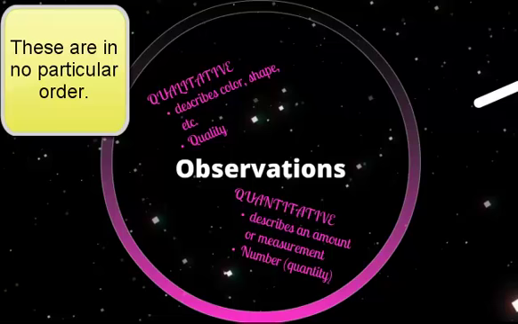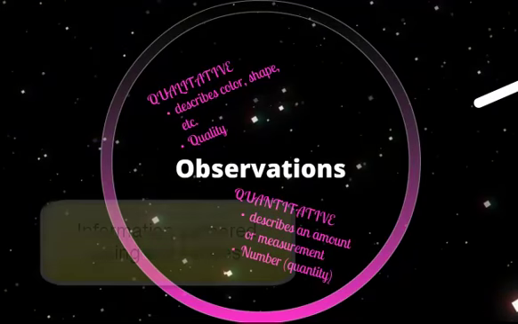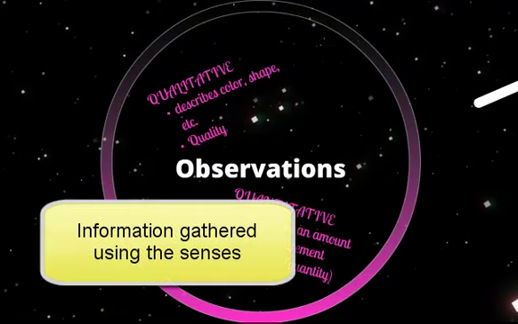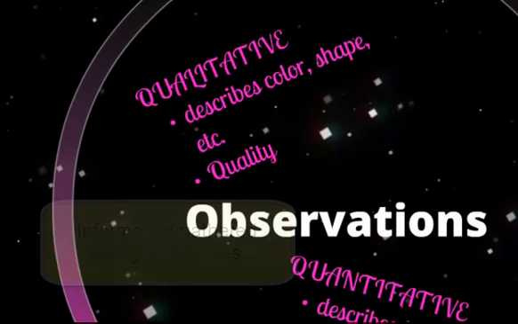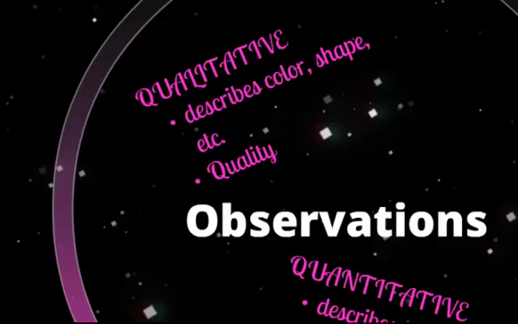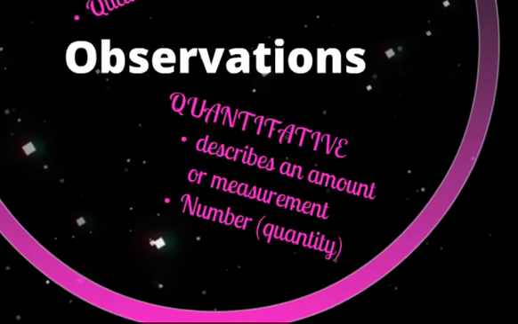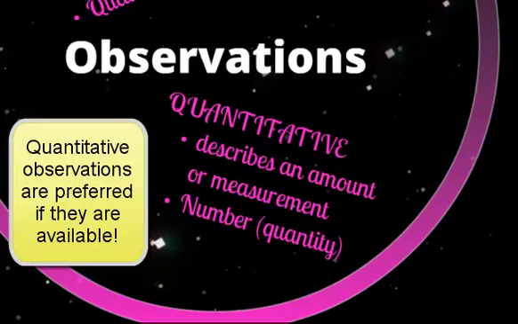First characteristic of scientific investigations is taking observations. Observations is any kind of data that's gathered using the senses, and they can be qualitative, which describe the quality of something, like its color, its shape, etc. Or they can be quantitative, so that they're describing an amount or a measurement. They're describing a quantity or a number. So scientific observations can be either, but quantitative is preferred if it's available.